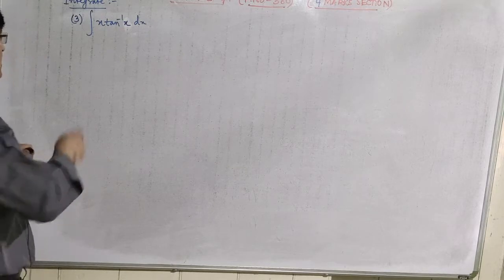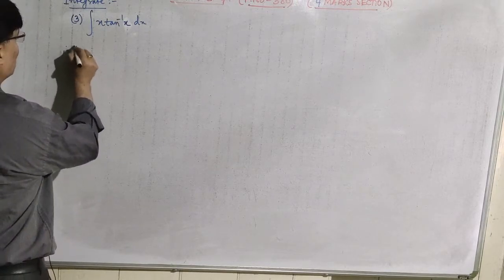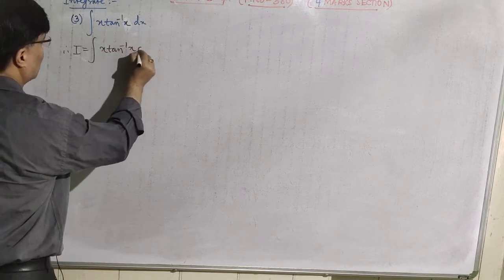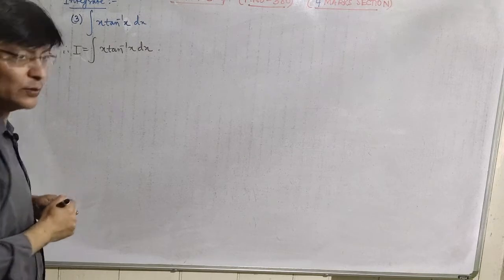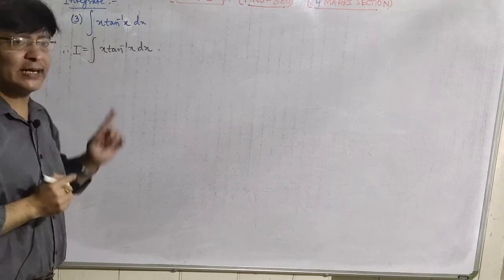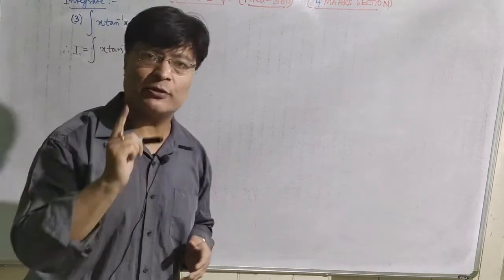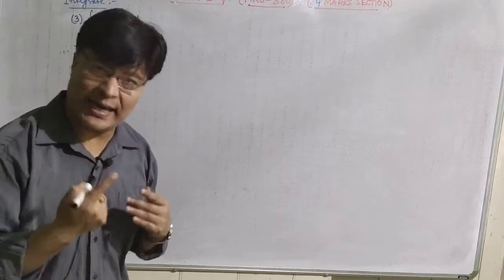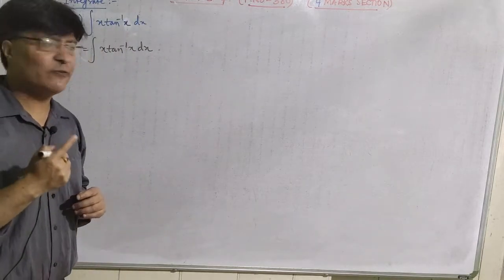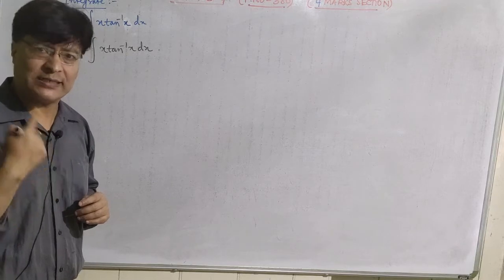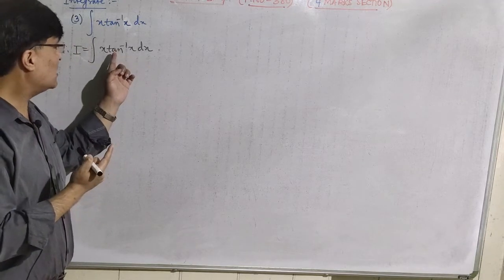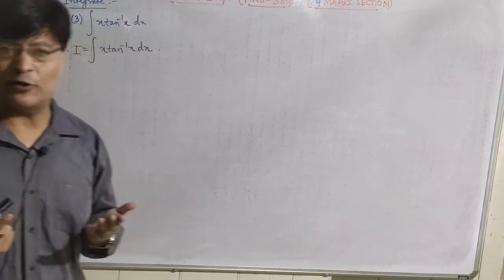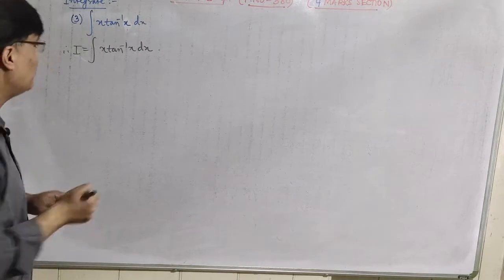So let us first write I is equal to integration of x tan inverse x dx. Now you know that x is an algebraic function, and tan inverse x is an inverse circular function, that is your I. So which letter comes first in the word ILATE? That is I comes first, isn't it? So tan inverse x will be your first function and x will be the second function. So you have to use integration by parts.